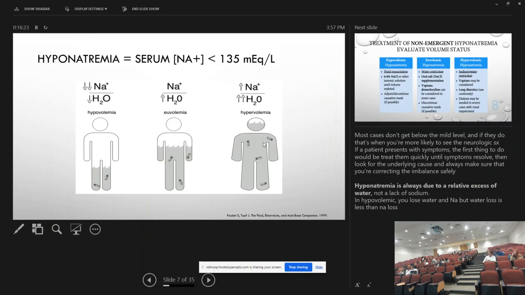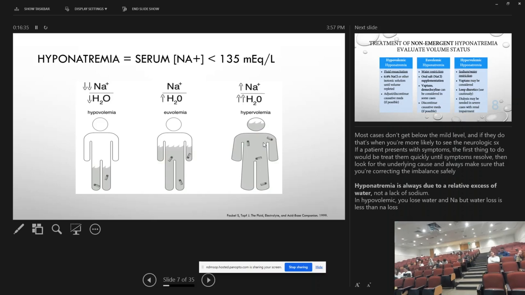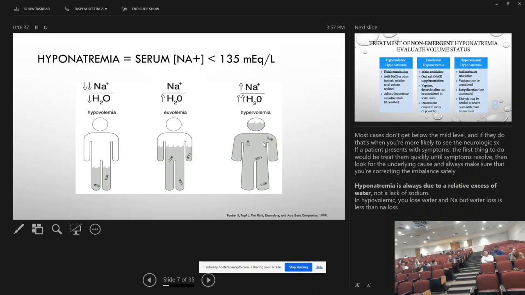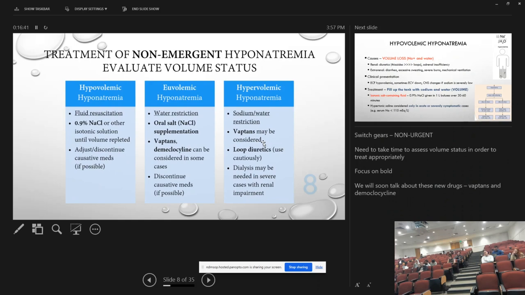So hyponatremia, which is defined as sodium level less than 135, again, can be hypovolemic, euvolemic, or hypervolemic, right? And we're going to go through each one of these categories. So just a quick slide on treatment. This is a nice summary slide for treatment.